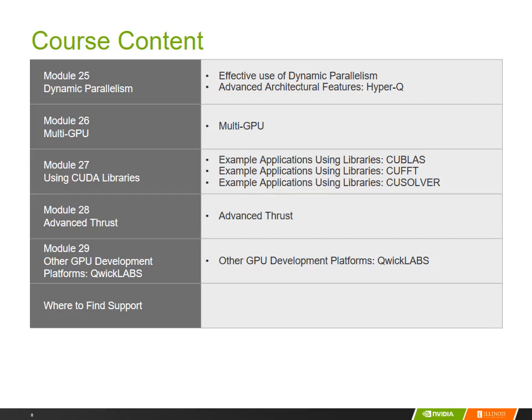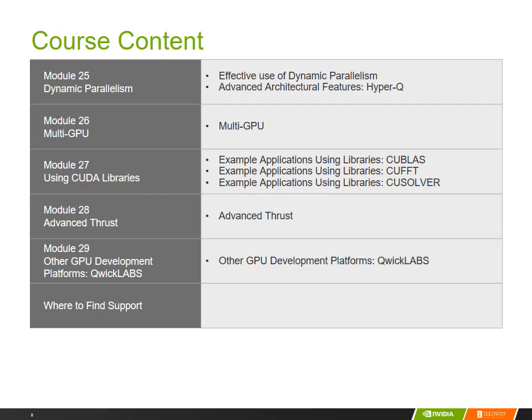Module 27 introduces several important CUDA libraries. For example, CUDA linear algebra library cuBLAS, and CUDA FFT library cuFFT, and then some solver libraries, which is CUDA solver. Module 28 introduces more advanced material about using Thrust as a parallel algorithm library.